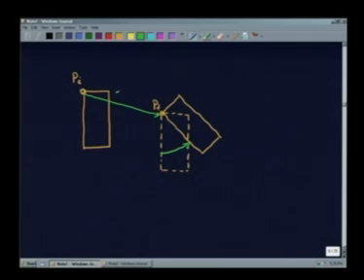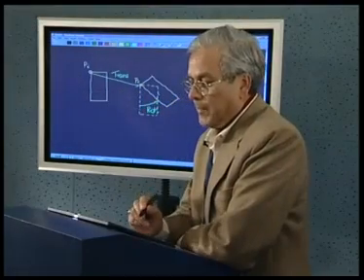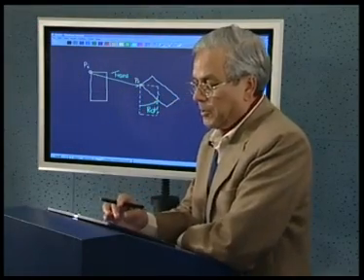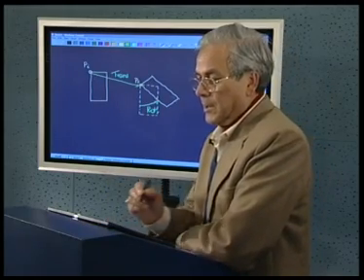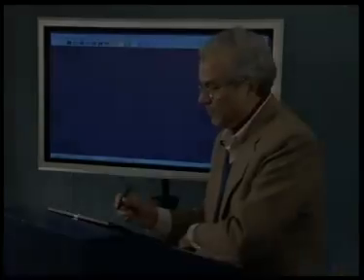So, this is the translational part and this is the rotational part. So, any motion of a rigid body can be split into these two pure motions, pure translation and pure rotation with one point fixed, and that will provide us the general motion of a rigid body.